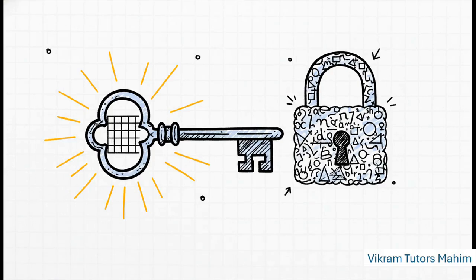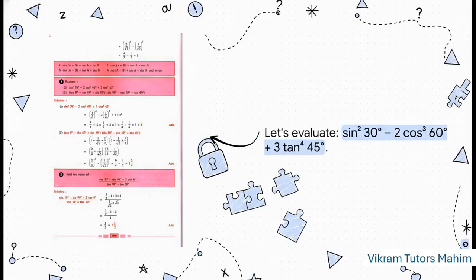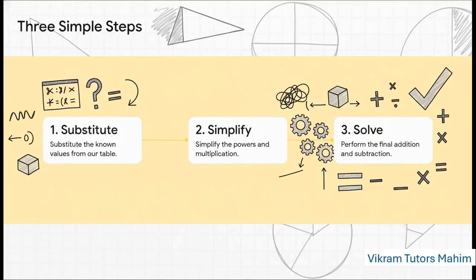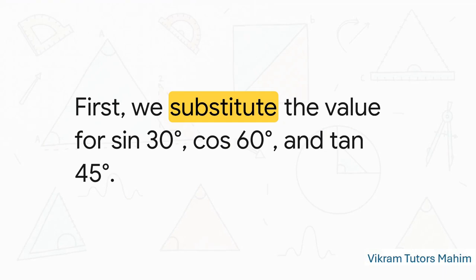Let's try one out. Okay, this looks pretty intense, right? But really, it's just a substitution puzzle. We're going to break this down into 3 easy steps. Substitute, simplify, and solve. That's it. First up, we just swap in the values for sin 30, cos 60, and tan 45.